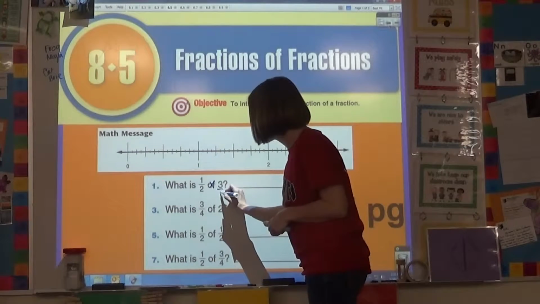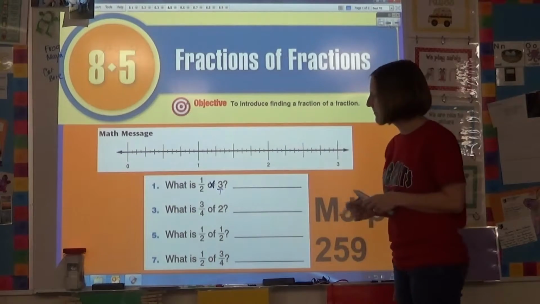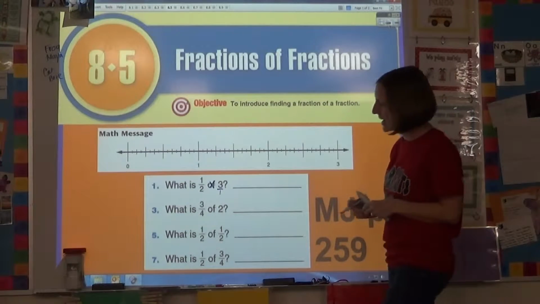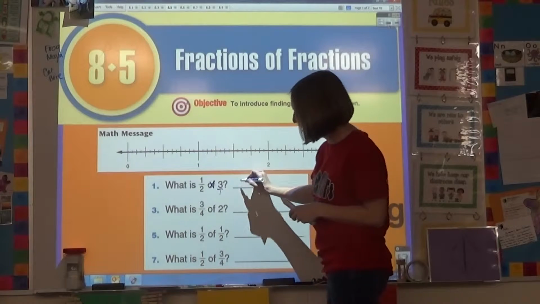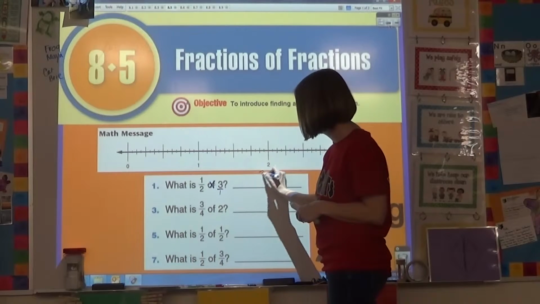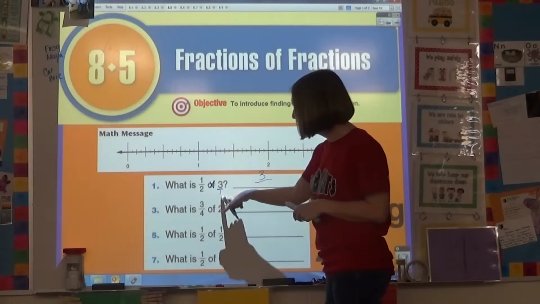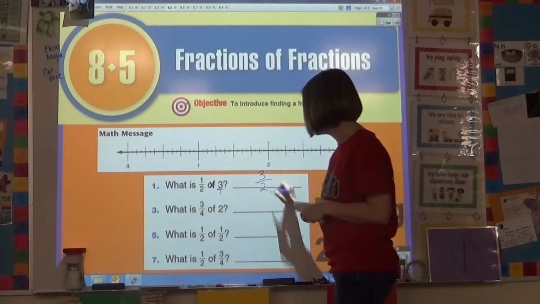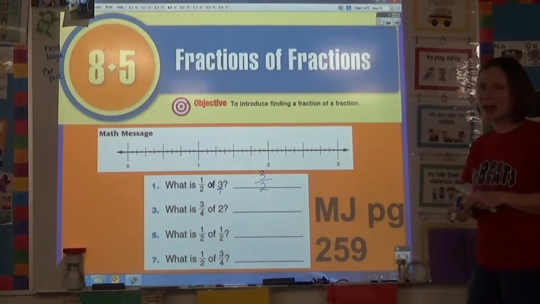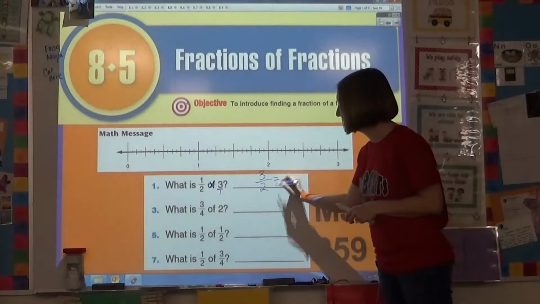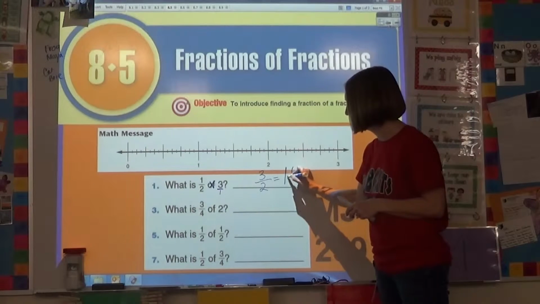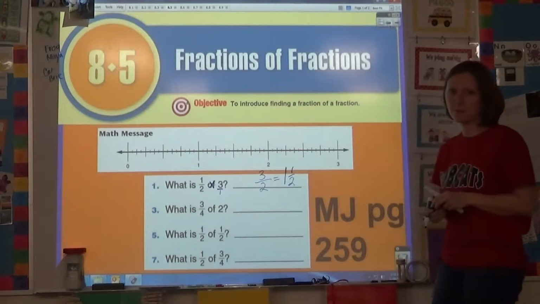So 3 as a fraction is really 3 over 1. And so if I'm going to multiply, we multiply straight across. So 1 times 3 is 3. 2 times 1 is 2. So I get 3/2, which is the same as 2 goes into 3 once. There's 1 left over. That's 1 1/2.